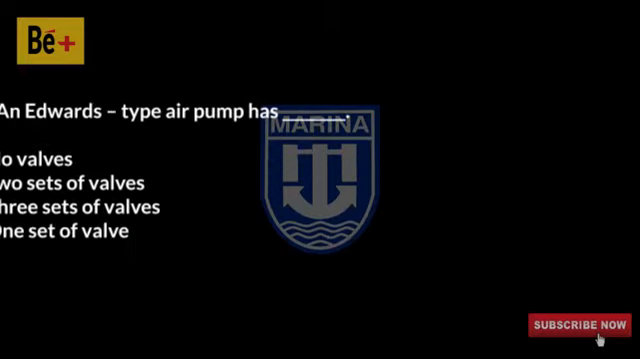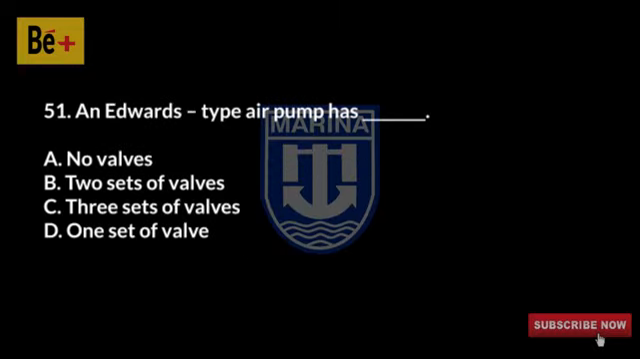An Edwards type air pump has: A. No valves, B. 2 sets of valves, C. 3 sets of valves, D. 1 set of valve. The answer is D. 1 set of valve.